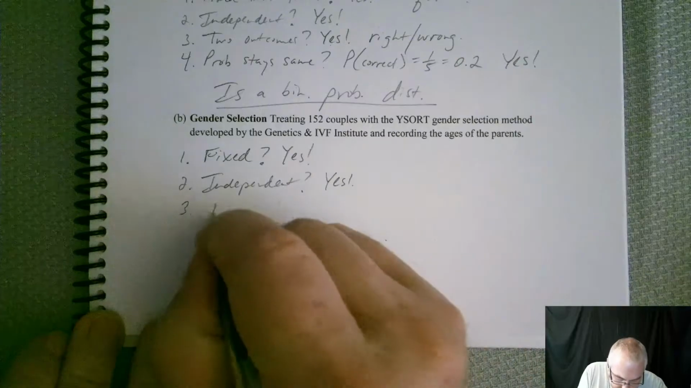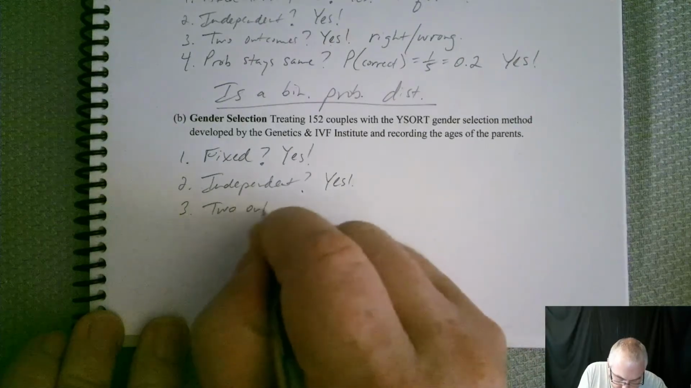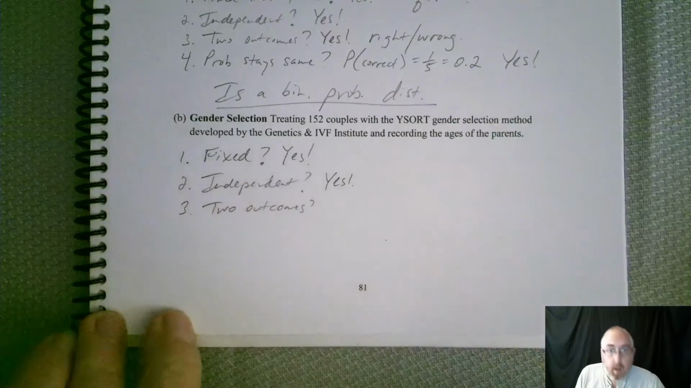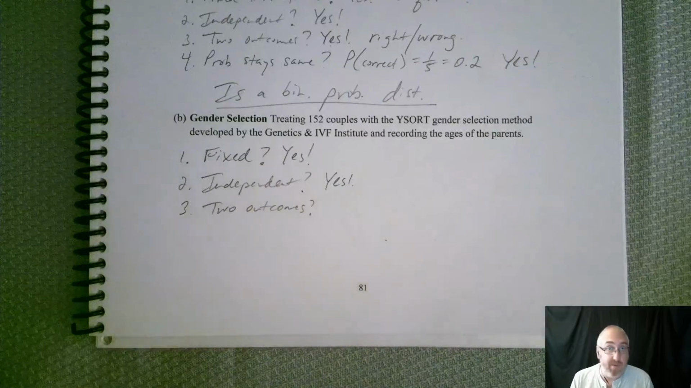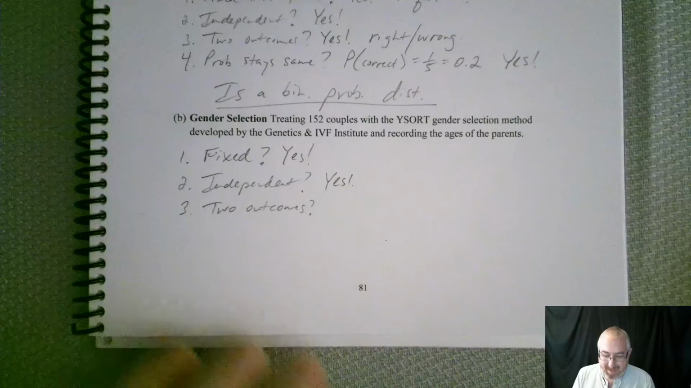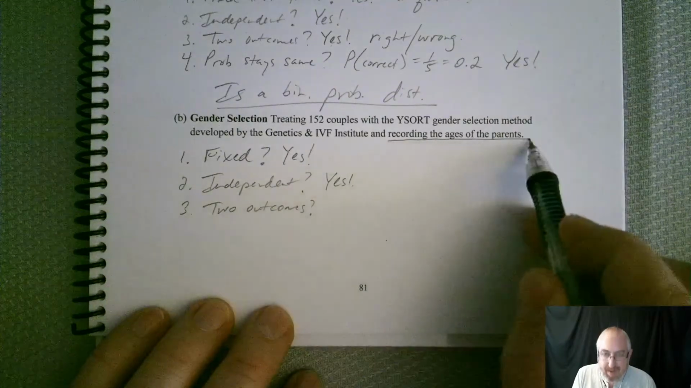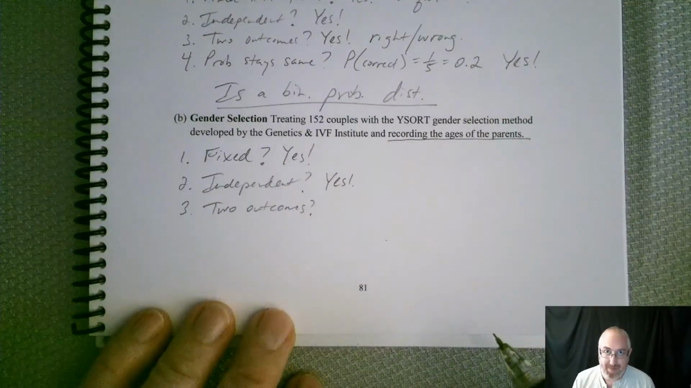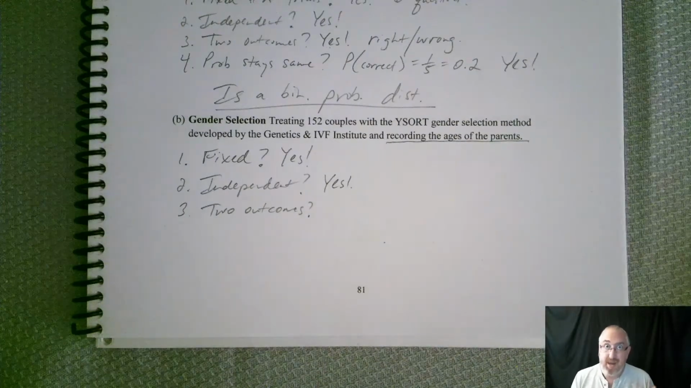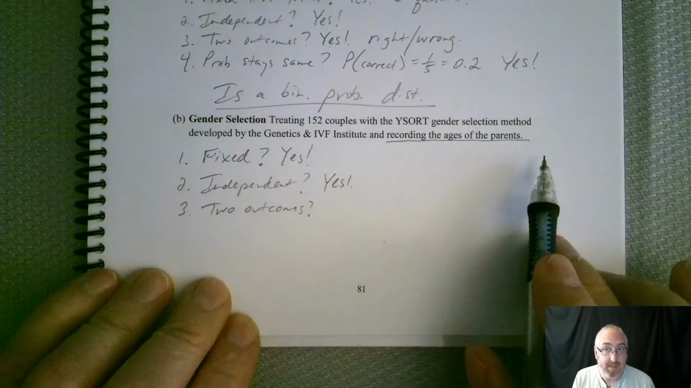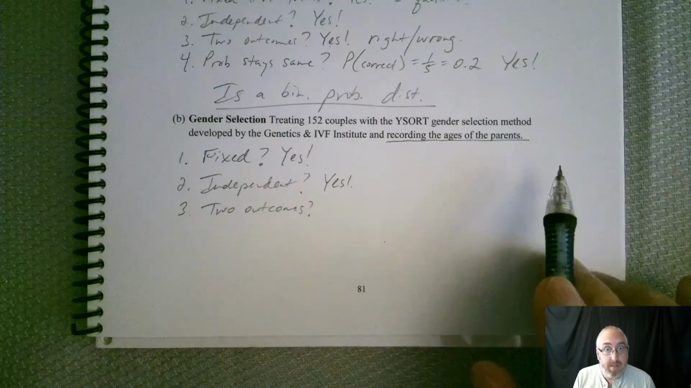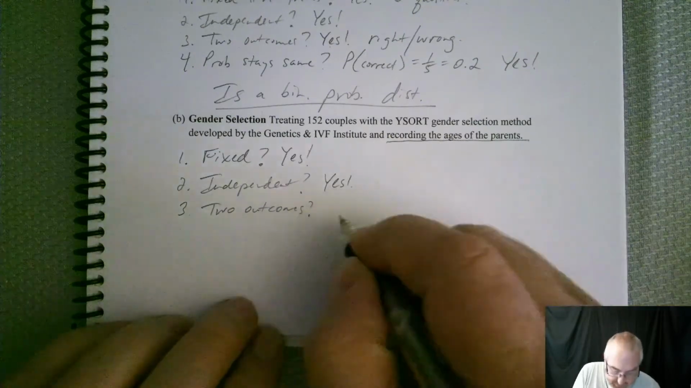3, 2 outcomes. Now, on the surface of this, you're probably saying, yeah, we're talking gender, males and females, but what's the catch? They're not asking about gender. They're trying to deceive you into thinking that they're talking about boys and girls, two outcomes. That's not what they're doing in this analysis. They're recording the ages of the parents. Is that only 2 outcomes? No, that's definitely not.